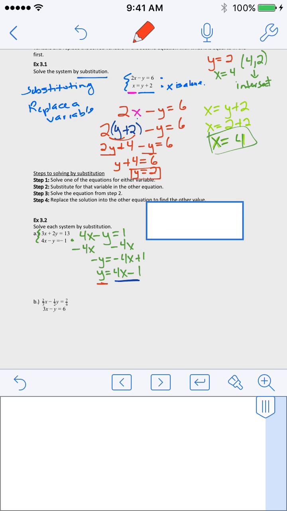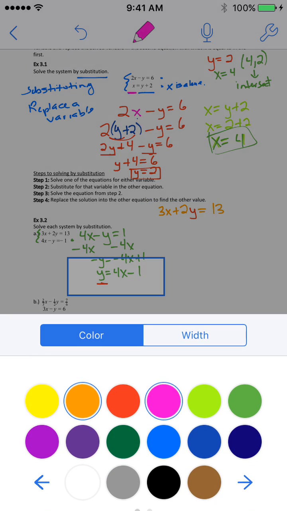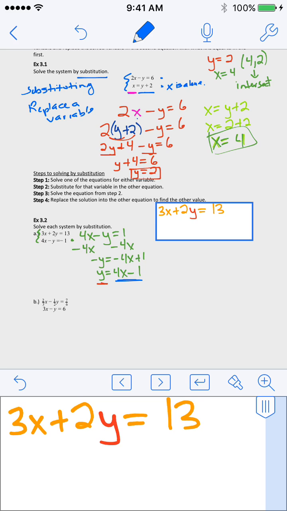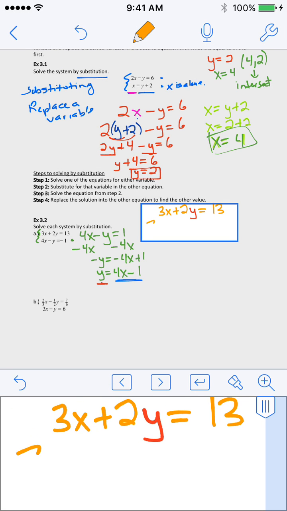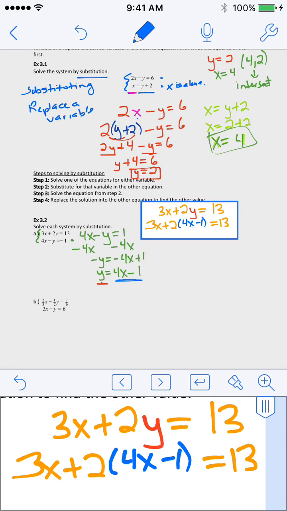So that first equation says 3x plus 2y is equal to 13, the original equation we have. Let's use orange for that. Since y is equal to 4x minus 1, which I'll write in blue, I'll take out the red stuff and replace it with the blue stuff. So everything orange stays the same: 3x plus 2, and it still equals 13, but instead of a red y, I'm going to write a blue 4x minus 1. And yes, those parentheses are very important. You must put in the parentheses.